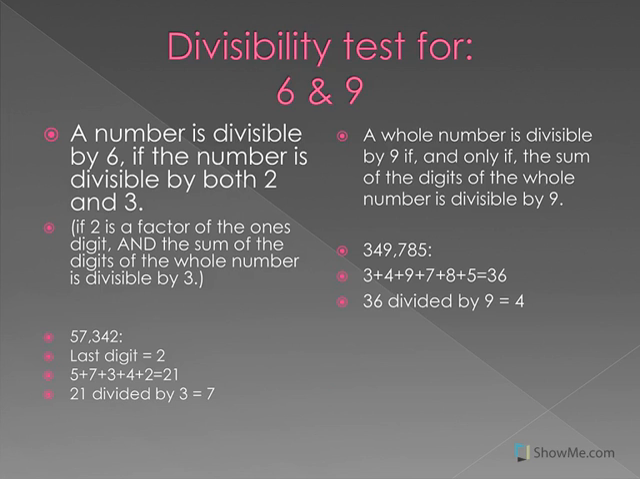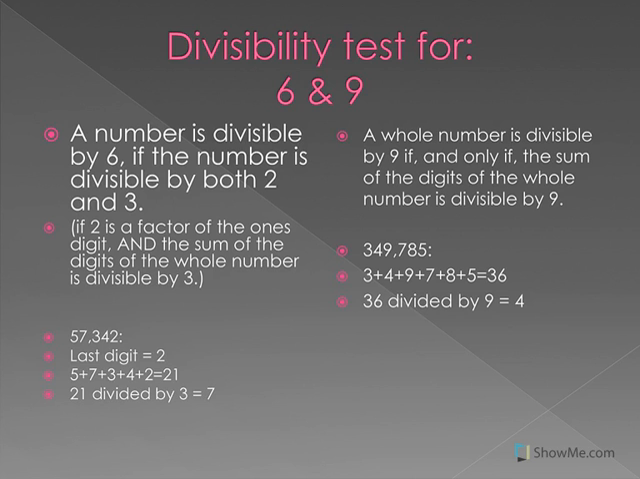In the divisibility test for 6, a number is divisible by 6 if the number is divisible by both 2 and 3. If 2 is a factor of the ones digit and the sum of the digits of the whole number is divisible by 3. 57,342. The last digit is 2. 5 plus 7 plus 3 plus 4 plus 2 is 21. 21 divided by 3 is 7.